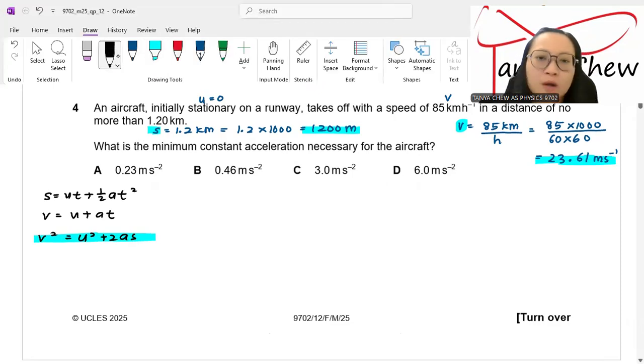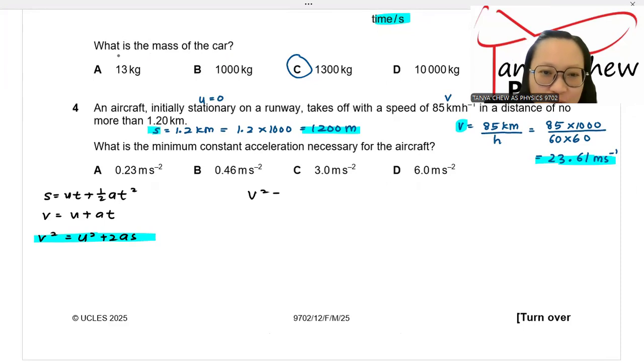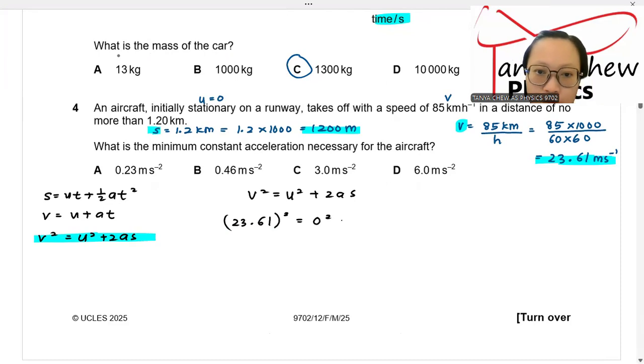Why do I choose the third one? Because I do not have the value of the time. That is why I'm not going to waste my time. I'll just sub into whatever equation, whatever information that I have, right? I look at all the information, all the data that I have, and I choose the best kinematics equation to be used. So I'm going to use v squared is equal to u squared plus 2as. V squared is 23.61. I square the whole thing. U is equal to 0. Square 2a is the one that you have to find. Distance is 1,200 meter.